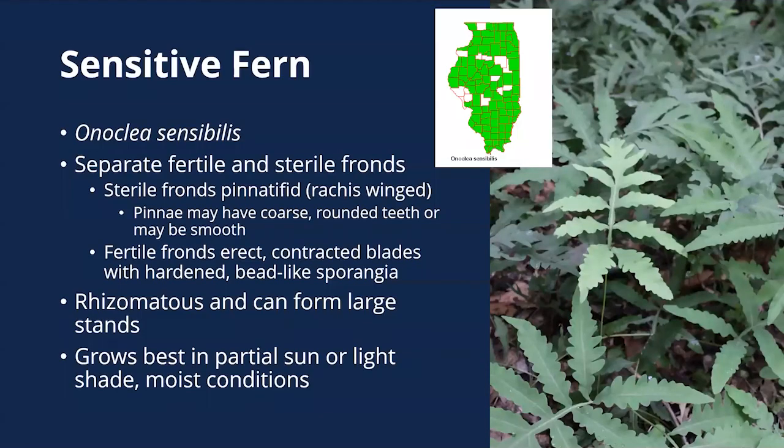Another one out there that's somewhat triangular is sensitive fern. We mentioned this earlier. It does have the separate fertile and sterile fronds. The sterile fronds are strongly pinnatophyte, so they have the winging or leafy tissue along the rachis. They are often coarsely toothed, like the ones in the picture there, or round teeth. Sometimes they're almost entire though, and not toothed at all, each of those pinnae. The fertile fronds are erect. They have hardened bead-like sporangia on them. And this is another rhizomatous plant that can form big patches. It grows best in partial sun or light shade.